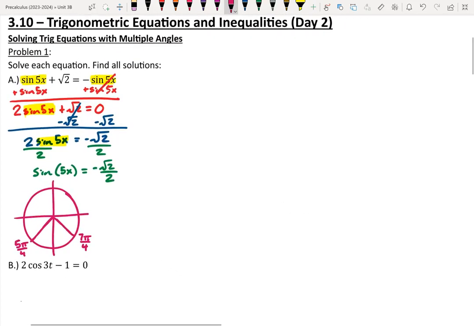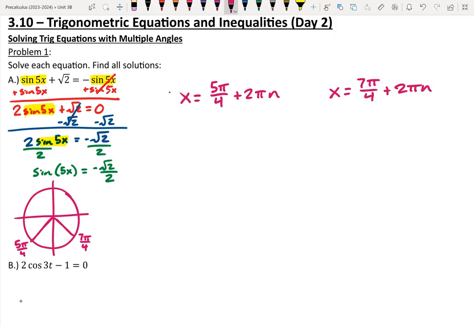Now, at that point, to write all our solutions, yesterday we would say, all right, x equals 5 pi over 4, but what would we need to add to get all our solutions? Plus that 2 pi n, right? Plus 2 pi n. And then we also said x equaled 7 pi over 4 plus 2 pi n.